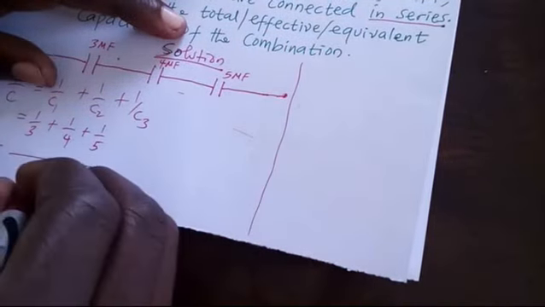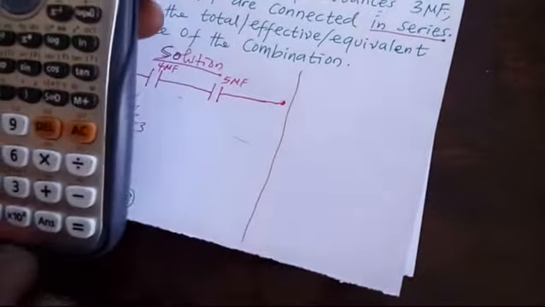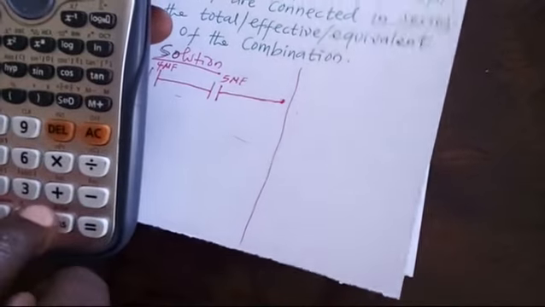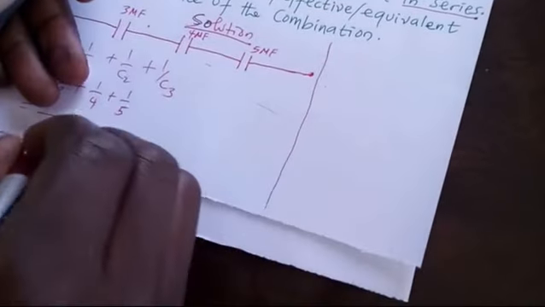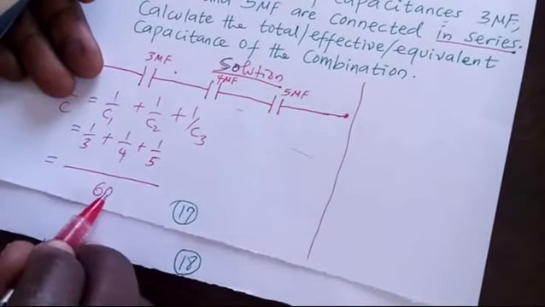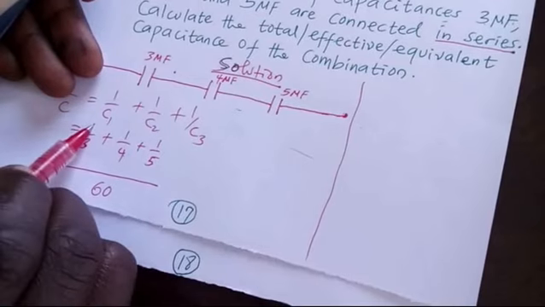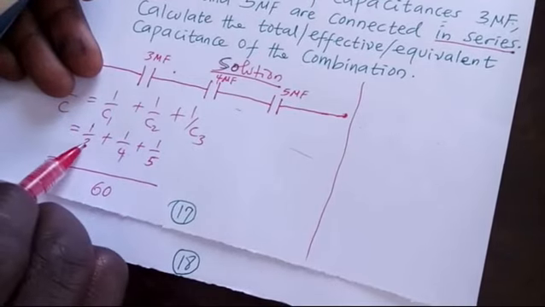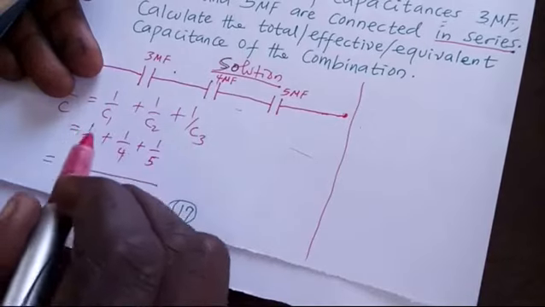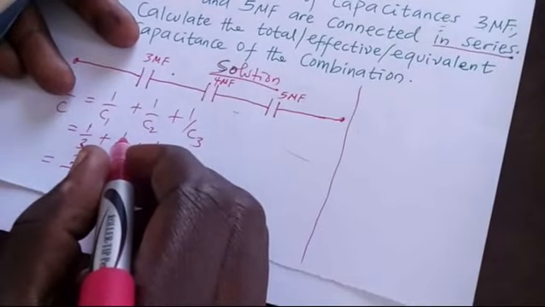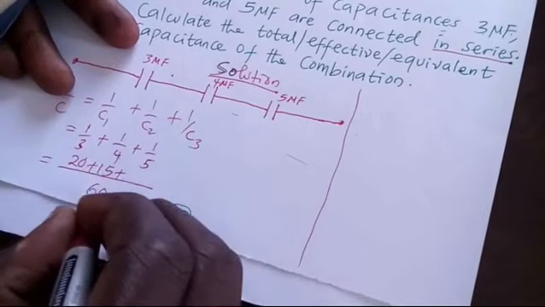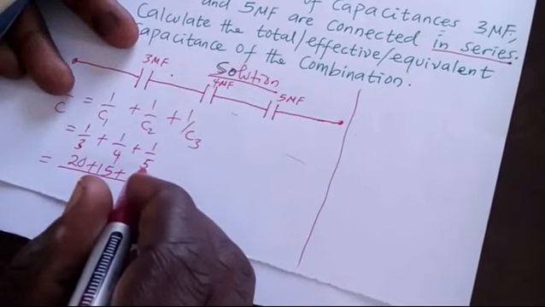You can just multiply 3, 4 and 5. Bring your calculator, 3 times 4 times 5 gives you 60. So you put 60 here. Next, take 60 divided by 3, multiply the answer by 1. 60 divided by 3 gives you 20. 20 times 1, 20, plus 60 divided by 4, this gives you 15. 15 times 1, 15, plus 60 divided by 5, this gives you 12.